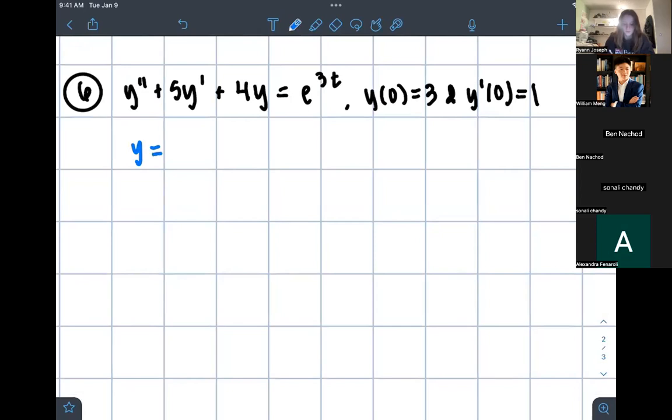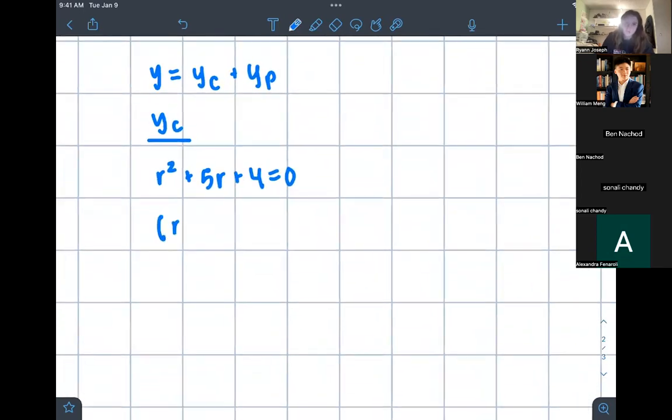Well, we see that we're going to have 2 sets of solutions. We have our complementary solution and we have our particular solution. So solving for our homogeneous solution first is the same thing that we just did. Using our characteristic polynomial, set that equal to 0. This is going to be (r + 4)(r + 1), so r is equal to -4, -1.